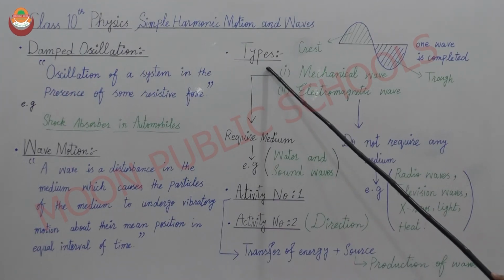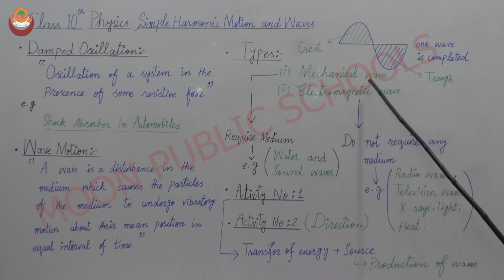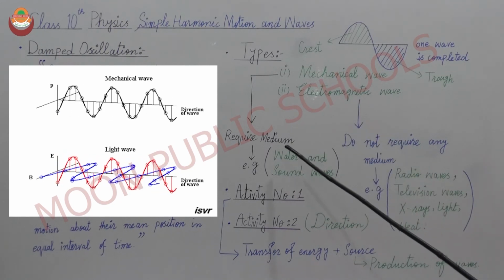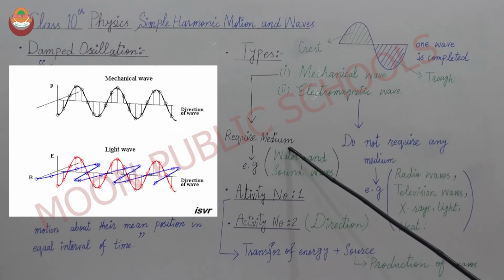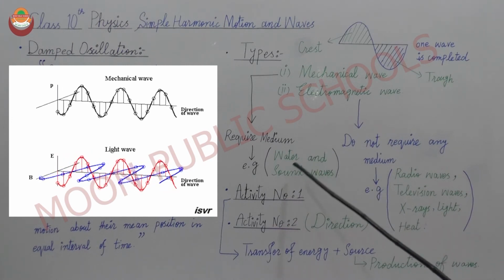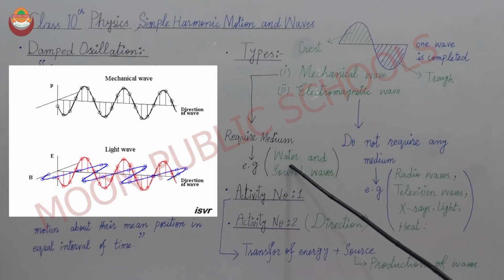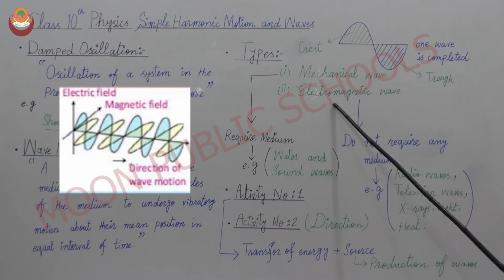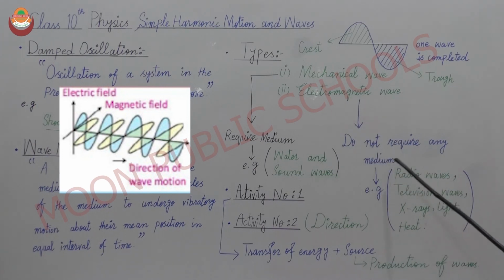Now we will discuss the types of waves. There are 2 types: mechanical waves and electromagnetic waves. Mechanical waves are those waves that require a medium for their propagation. Examples of mechanical waves are water waves and sound waves. Now move toward electromagnetic waves. Electromagnetic waves are those waves that do not require any medium for their propagation. Examples of electromagnetic waves are radio waves, television waves, X-rays, light, heat.